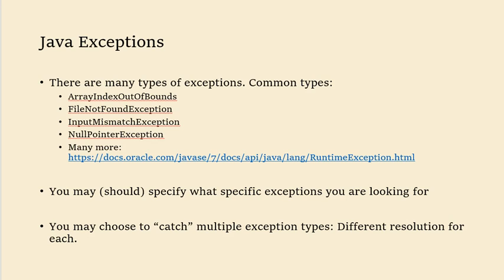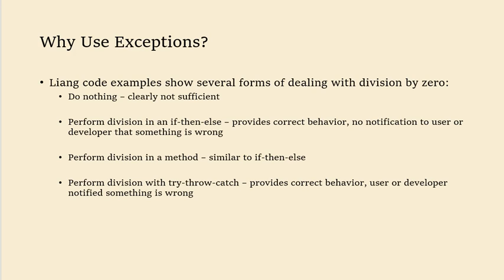You can and you should specify exactly what kind of exception you are looking for. So when you catch something, you say catch, but then you also specify the kind of exception that you're going to catch. And as I said, you can specify multiple types. The reason you'd want to do that is because you may have a different corrective action for each kind of exception that you got.